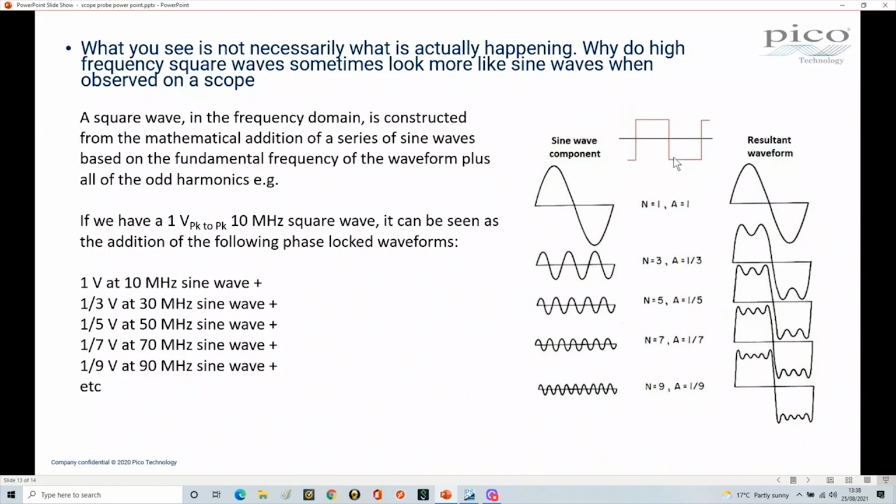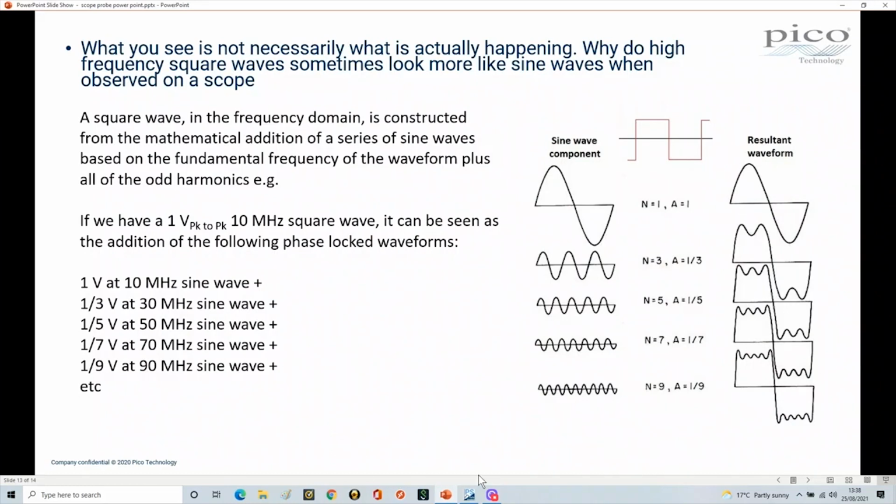What this means is that if you are bandwidth limited, you may well have a square wave at your signal source, but if the bandwidth is limited by your scope probe or the scope itself, the PicoScope I'm using here has 100 megahertz bandwidth, so we can't see higher frequencies. We start to eliminate these higher frequencies, and therefore, rather than seeing the square wave, which is made up, in theory, of infinite odd harmonics, you won't get a square wave.